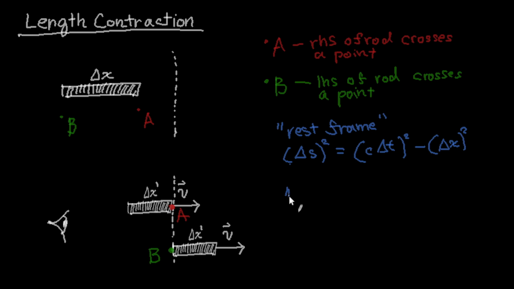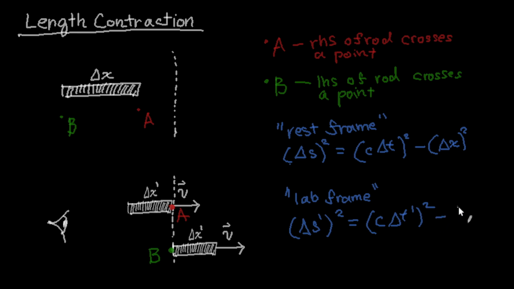We can also study these two events in the lab frame of some stationary observer. Now in the lab frame, there's no spatial separation between these two events because event A and event B lie on the same finish line, which is stationary in our frame. So we can write, in this case, delta s prime squared equals c delta t prime squared minus delta x prime squared, which will disappear as before.